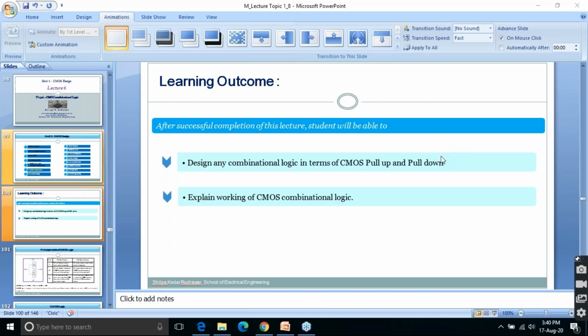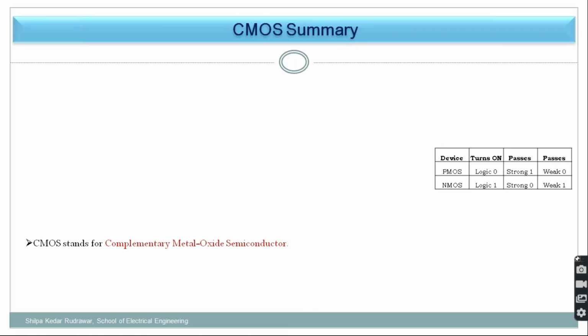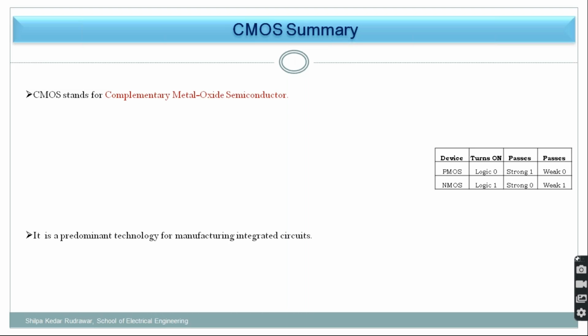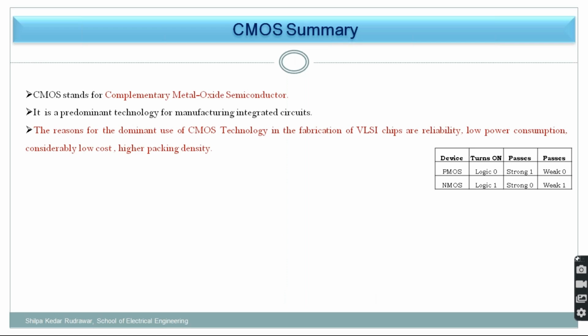Likewise, complementary metal oxide semiconductor is dominantly used because of several advantages it has, like low power consumption, more packaging density, and low cost. Next, PMOS should always be connected in the pull-up network, and NMOS should be connected in the pull-down network, because PMOS passes strong 1 and NMOS passes strong 0.